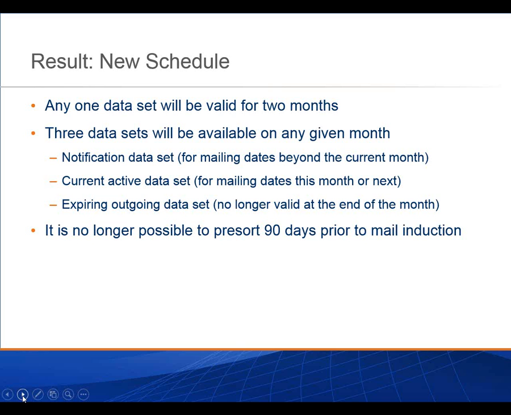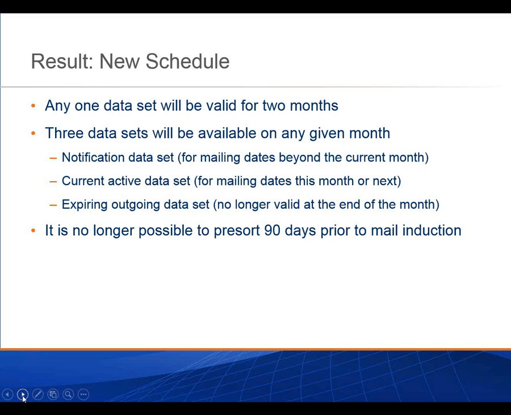When you get to October 31st, the September data set will officially expire, and you'll have to be using a new one. This will mean that once we get into this new cycle, on any given month, you're going to have 3 different label lists that are in play. You have one data set that's in its notification period. You'll have one data set that is currently transitioned in as the new active label list that you can use for mailing. And then you'll have a third data set, which is the previous month's data, which is going to be expiring at the end of the month that we're currently in.